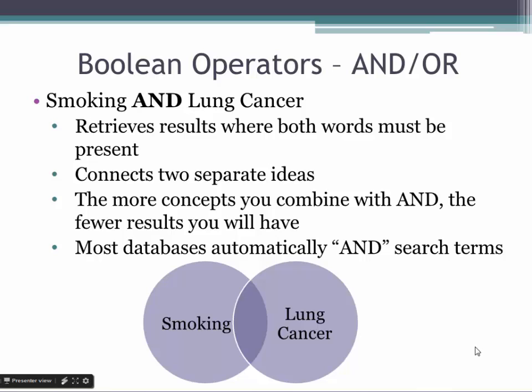So the Boolean operator AND usually is used to connect two separate ideas, and it retrieves results where both words must be present. So the more concepts you combine with AND, the fewer results you have, and most databases actually automatically AND all your search terms together, so keep that in mind too. So if we did a search for smoking AND lung cancer, and you do need to put it in capital letters, it would bring back results. They would all have to have the words lung cancer and the word smoking somewhere in the record.